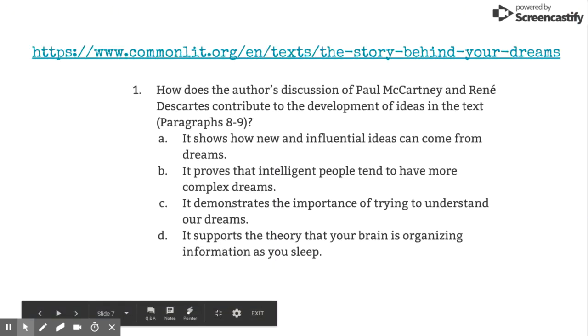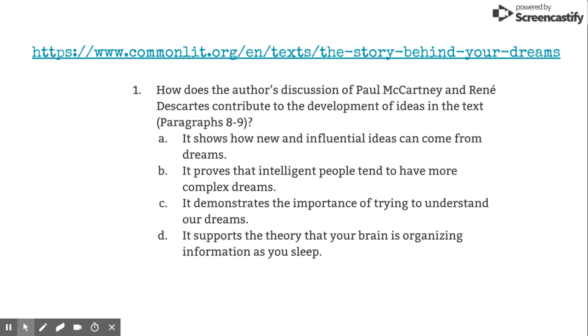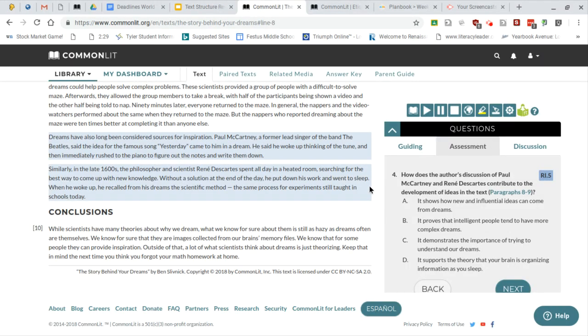So here's an example of those type of questions. How does the author's discussion of Paul McCartney and Rene Descartes contribute to the development of ideas in the text? And it tells you to look at paragraphs 8 and 9. So let's look at this particular question.